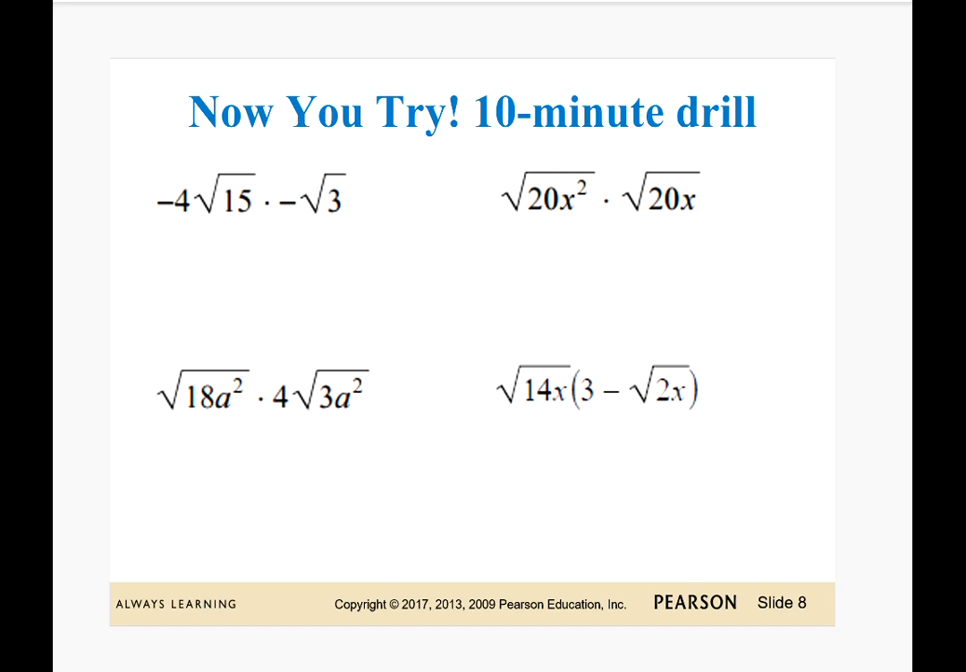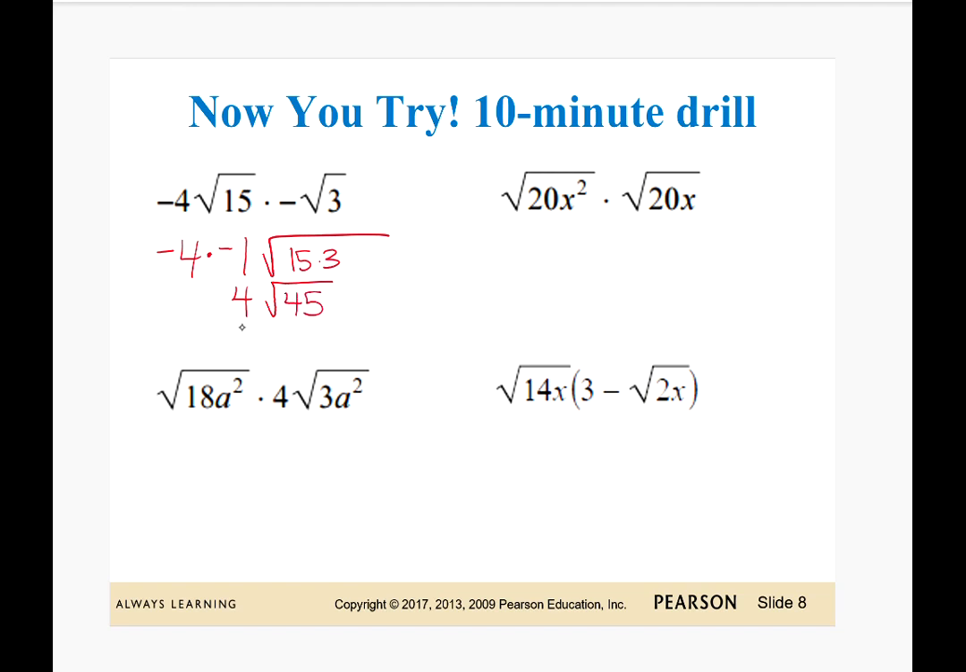All right, here we go. So again, we need to multiply. So first I'm going to multiply these coefficients, right? -4 times -1. You can write it all out if you want to. I'm going to write it out. -4 times -1. And then I'm going to multiply my radicands there. So that gives me +4 times the square root of 15 times 3, which is 45.